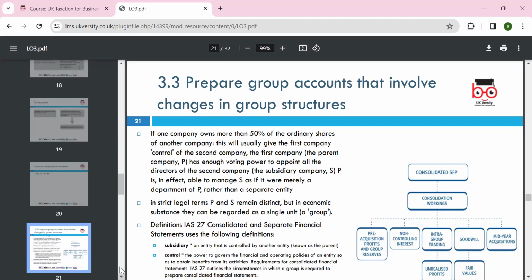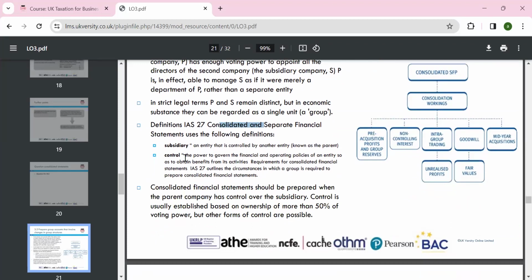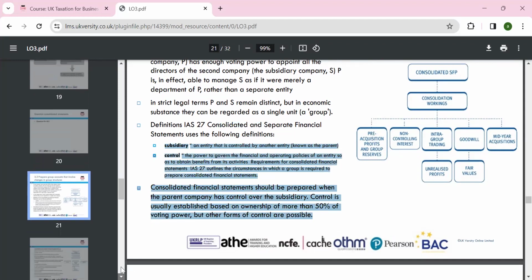Prepare the group accounts that involve changes in the group structures. If one company owns more than 50% of the ordinary shares of another company, this gives control. The first company is the parent, and it has enough voting power to appoint all the directors of the second company, the subsidiary. The parent is in fact able to manage the subsidiary as well. We have IFRS 10, consolidated financial statements, and IAS 27, separate financial statements. So we can prepare subsidiaries, make them a group, and look at any changes that happen, which we can demonstrate according to IAS 27, International Accounting Standard 27.